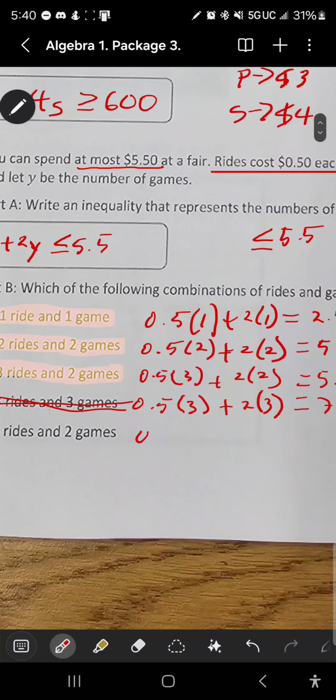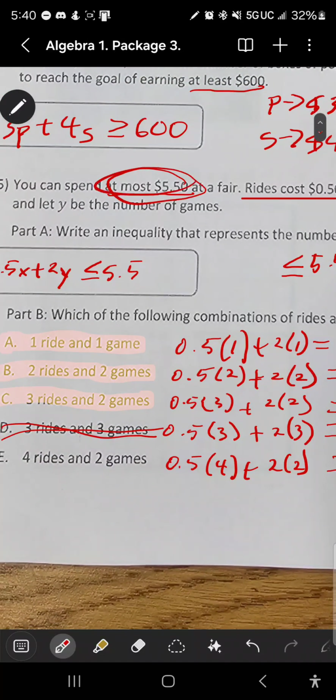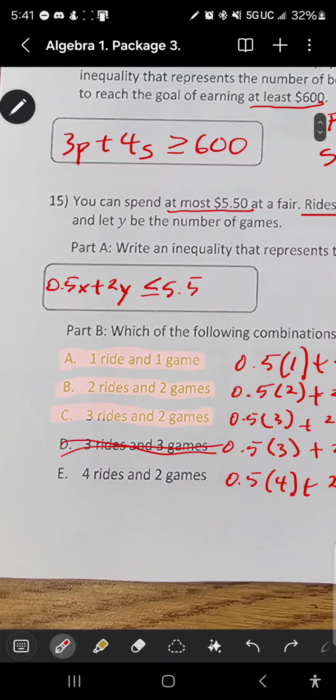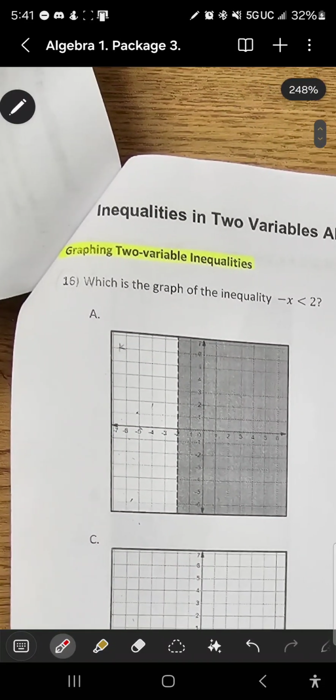In this case, more or less the same. So 0.5 times 4 plus 2 times 2. 0.5 times 4 is 2, and 2 times 2 is 4. So 2 plus 4 is going to be equal to 6. The most we can spend is 5.5, and 6 is way beyond the range. So this is not what we're looking for. Now let's see the next one.